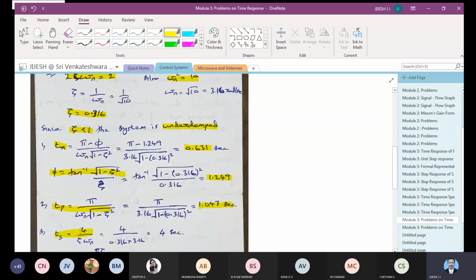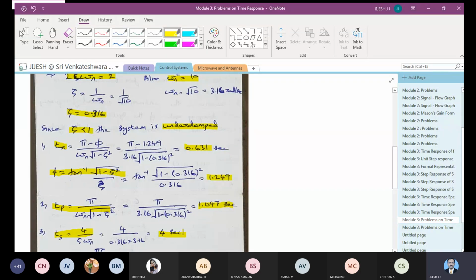What you can understand here is, if you know the equations, you can arrive at the answers. So please learn the equations by heart without making any mistakes. You can't keep deriving the equations in the examination, so you need to study these equations so that you can directly substitute the values and come to the answer. So you'll get it as 4 divided by 0.316 into 316, you'll get 4 seconds.